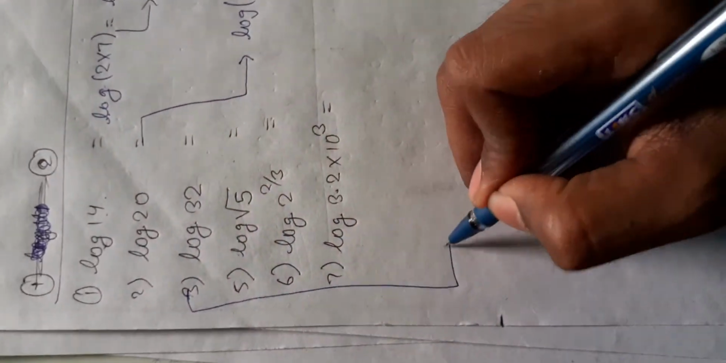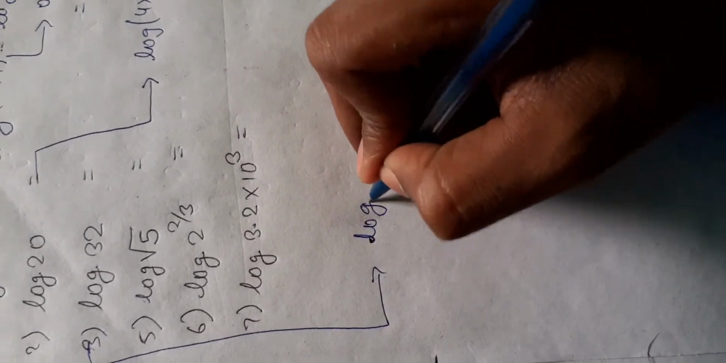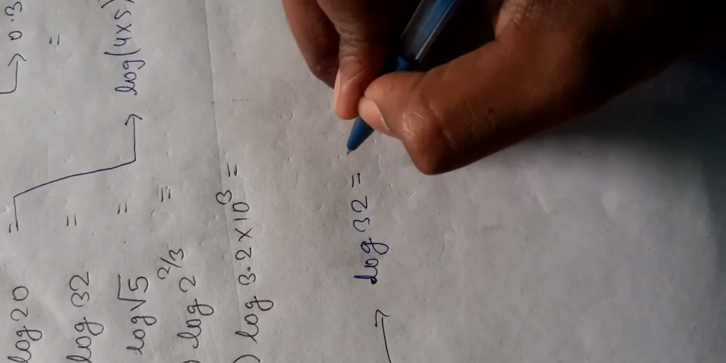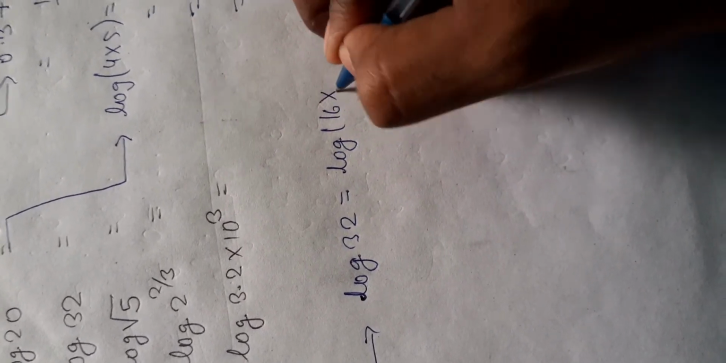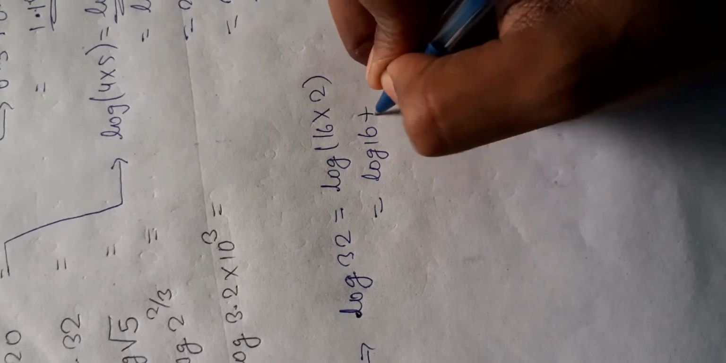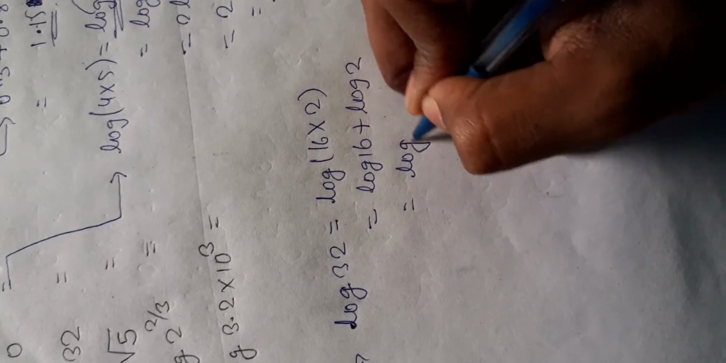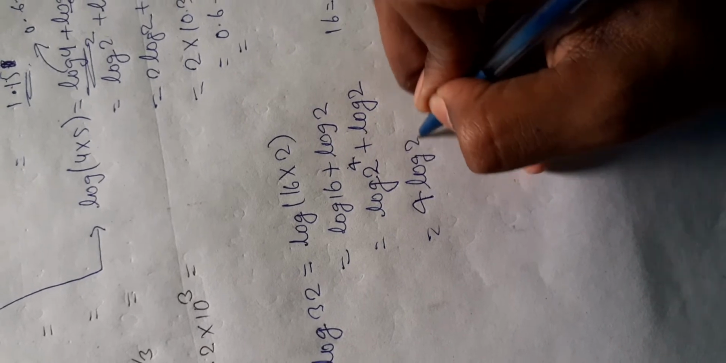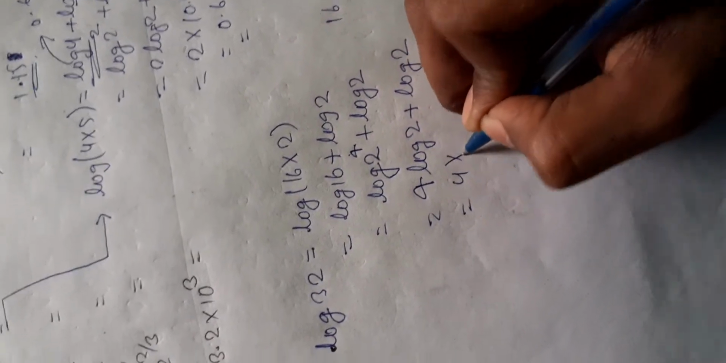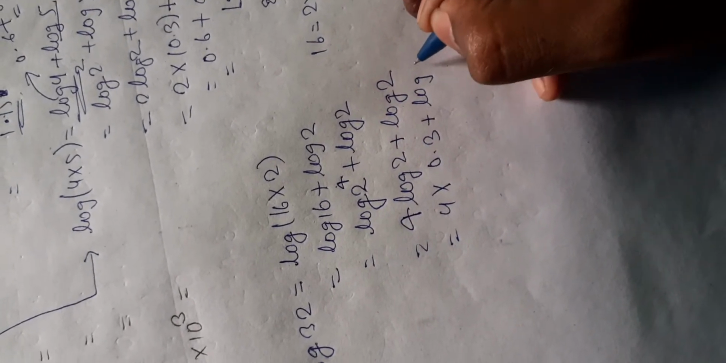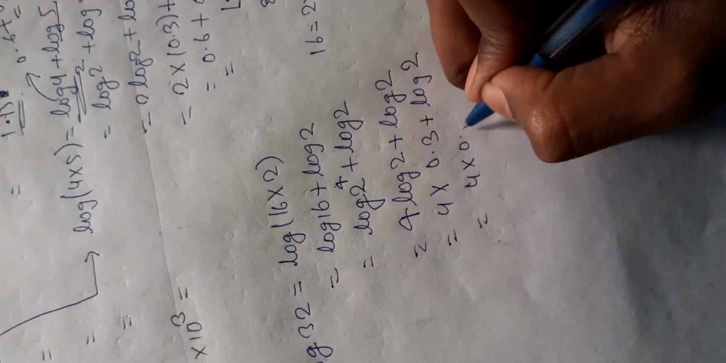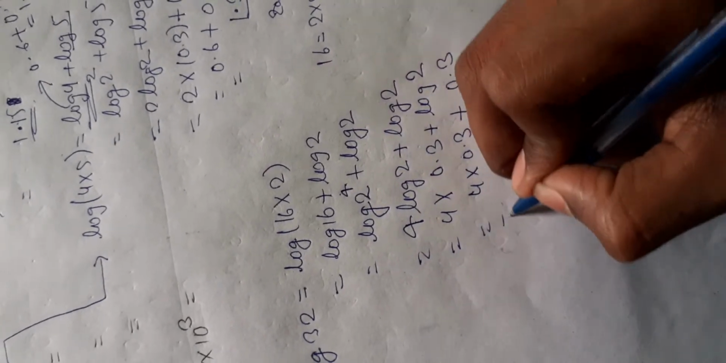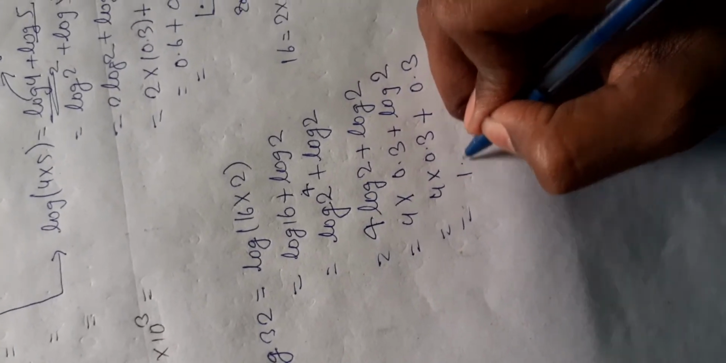Log 32. Okay, so let us calculate log 32. Log 32 is equal to log of 16 into 2, log 16 plus log 2. 16 can be written as 2 raised to the power 4, so 4 log 2 plus log 2, 4 into 0.3 plus log 2, and log 2 is equal to 0.3. You can get from here 1.5.